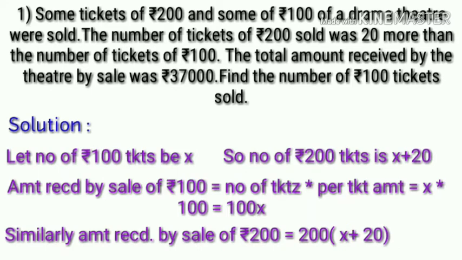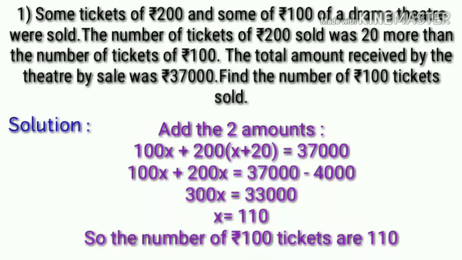Let's add both these amounts now. Here you have 100x plus 200 multiplied by x plus 20 is equal to 37,000. When you solve this equation, you get x is equal to 110. So the number of rupee 100 tickets are 110.